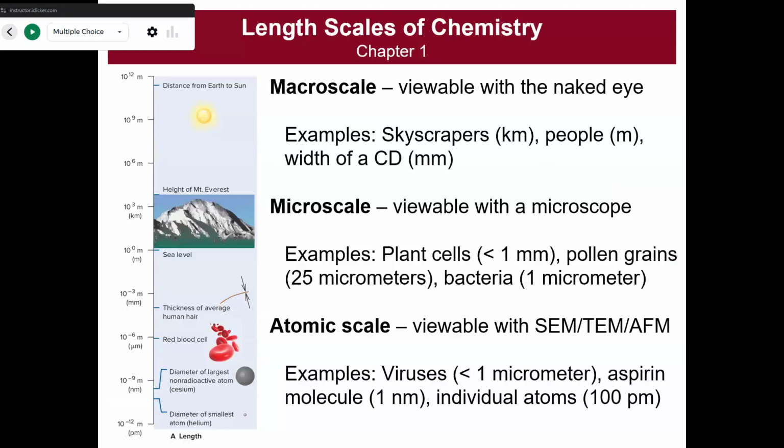So we want to talk about what those scales are. The macro scale is viewable with the naked eye. So it could be something really big, like a skyscraper, or just like something that's about a mile in the distance, maybe. Or it could be something smaller. You can probably identify or distinguish between length scales down to maybe a millimeter, which is the width of a CD. So it's how far you can see in the distance versus the smallest you can see.